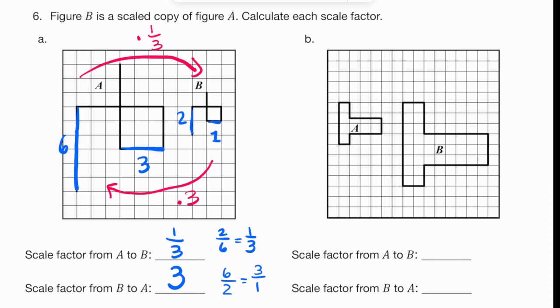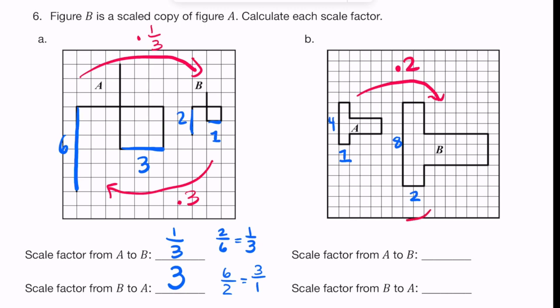Same idea for B. This is 1, this is 2, this is 4, this is 8. So in this case, from A to B, it's getting larger, so my scale factor should be bigger than 1, and I'm multiplying by 2. 4 times 2 is 8, 1 times 2 is 2.